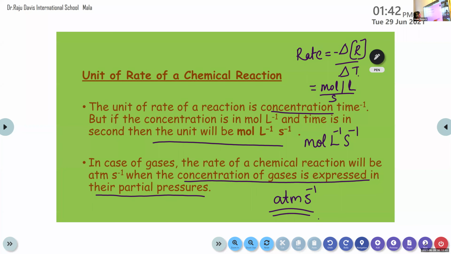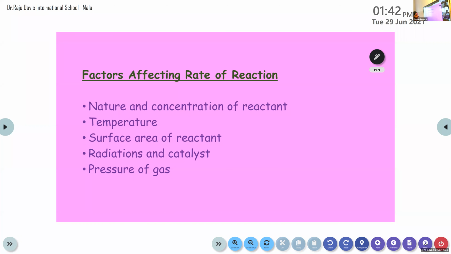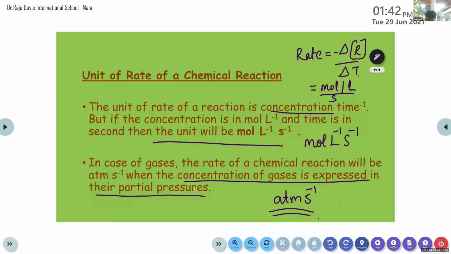Then the next one, there are certain factors affecting the rate of a reaction. Can you show the previous page? Sure. All of you, please switch on your videos. Finished? Yes, ma'am.